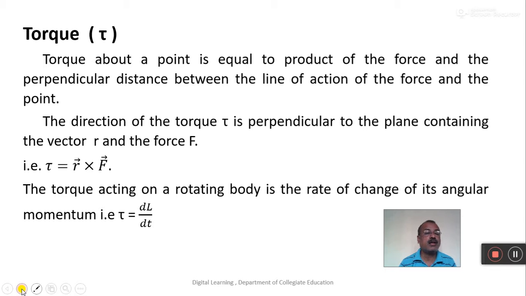Torque. Torque is the product of r and F. How will you define torque? Torque is perpendicular to the plane containing the vector r and the force F. It is defined as the rate of change of angular momentum.